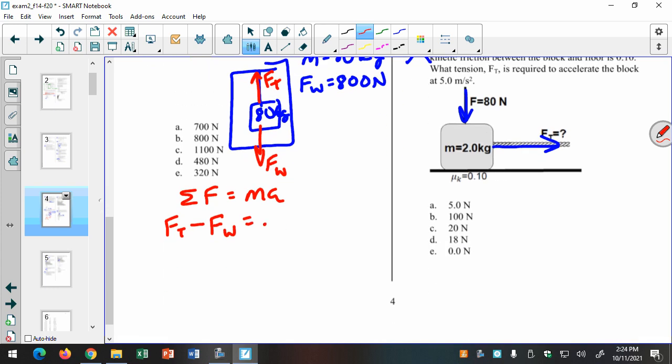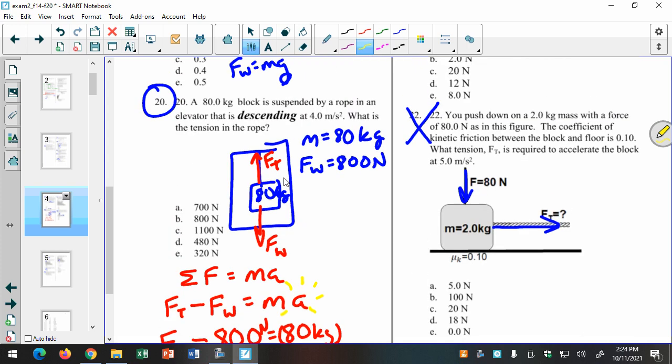That's equal to mass times acceleration. Ft, I don't know that. That's what I want to know. Ft minus 800 equals the mass, which is 80 kilograms. This was newtons. Times the acceleration. Acceleration, you gotta be careful with the acceleration.